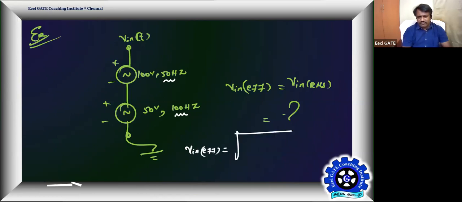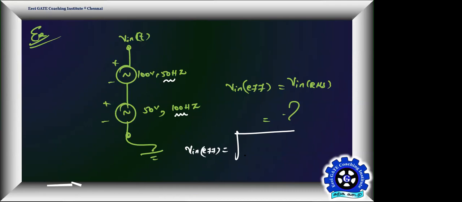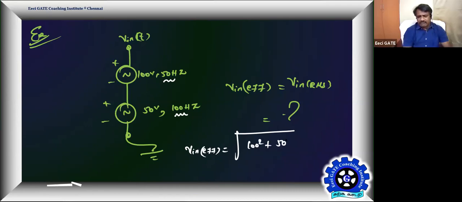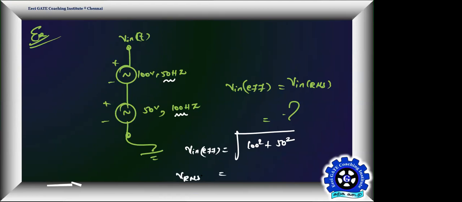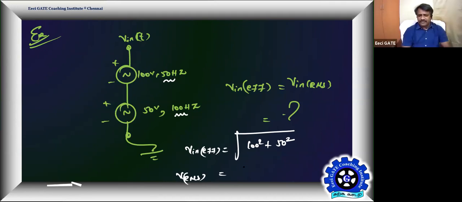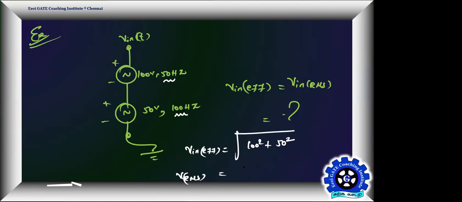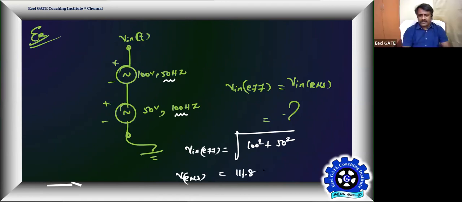What is that? Root of 100 square plus 50 square. Getting, Dinesh? That's your VRMS value of the source. V in of t. Yes. Answer please. 111.8, sir. 111.8 volts is your RMS value.